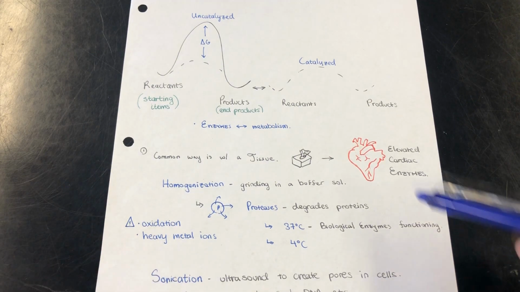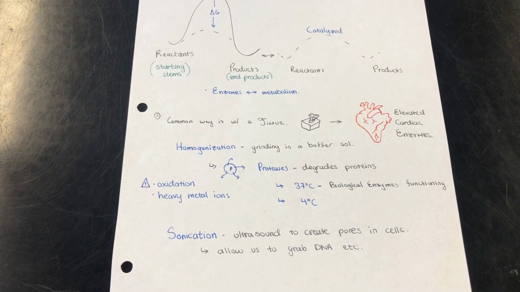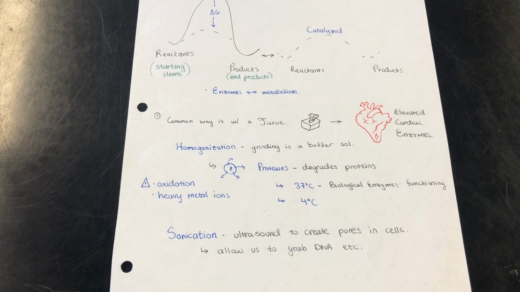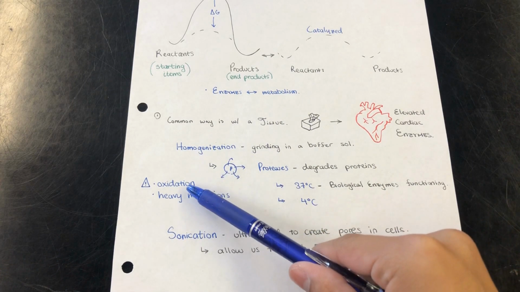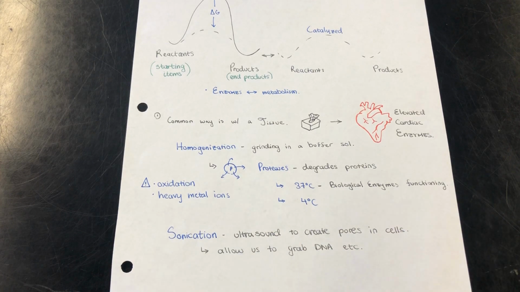So to proceed, once we obtain the tissue, we go to homogenization. Homogenization is basically putting our tissue into a blender or some type of machine that grinds up the cells, opening the cells. We usually do this in something called a buffer solution. A buffer solution resists pH changes. It also helps with reducing oxidation and heavy metal ions, which could destroy the enzyme.